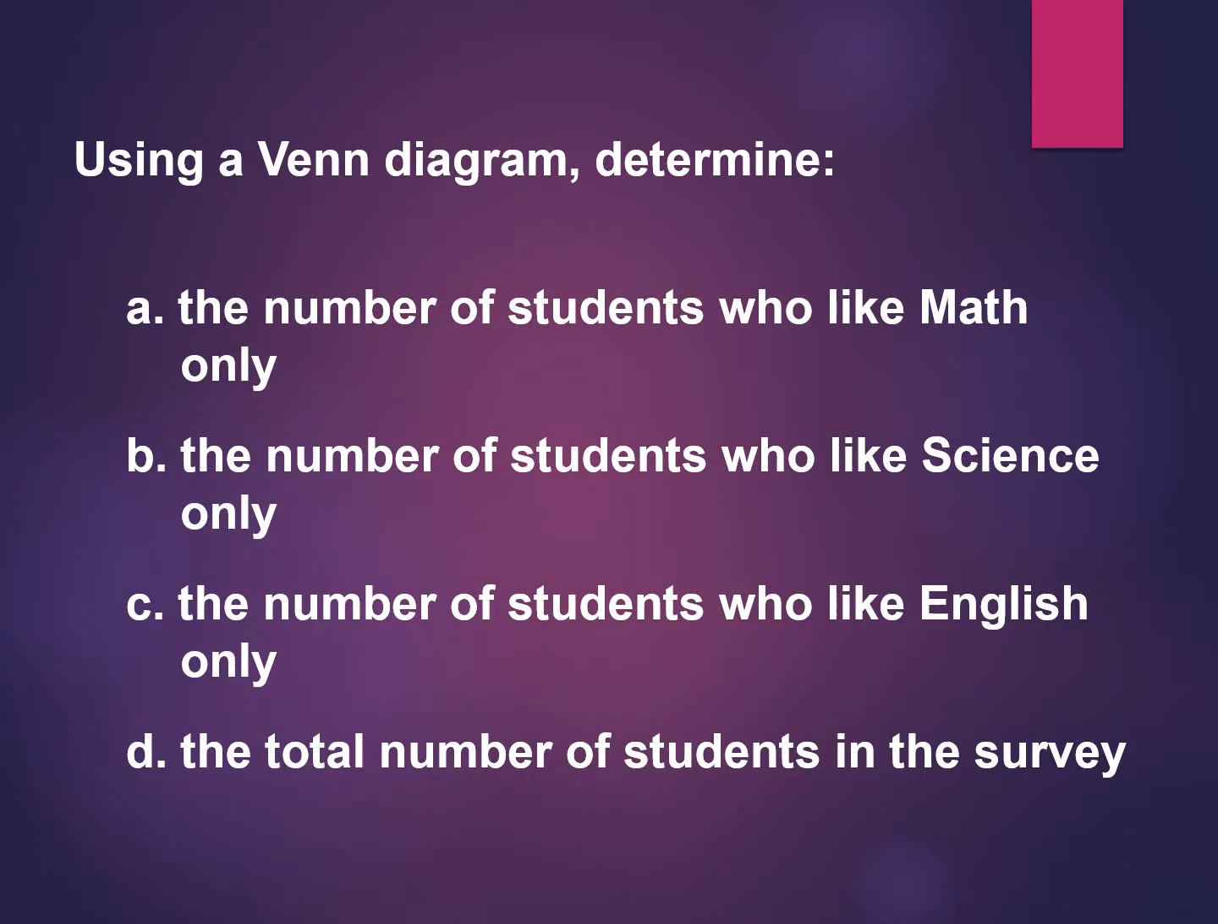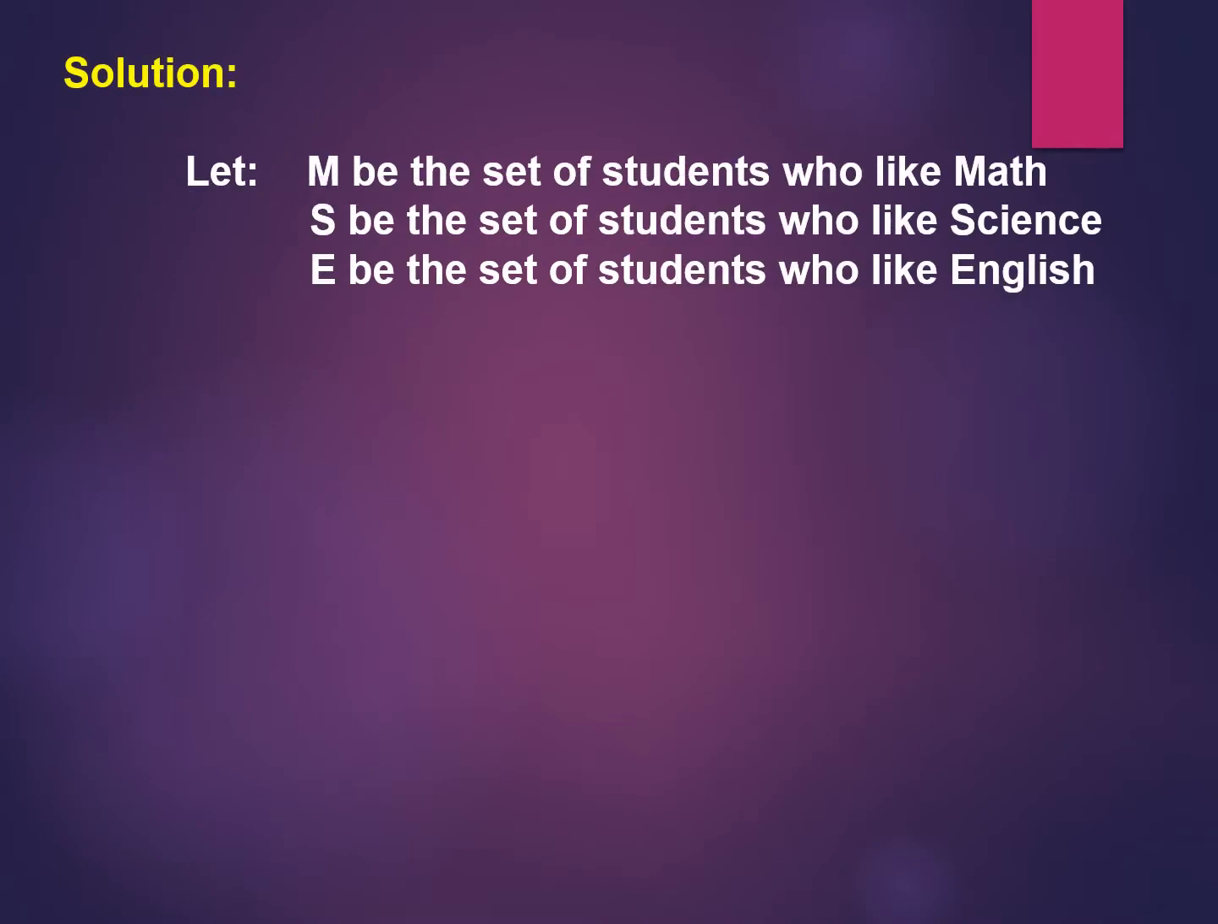Using a Venn diagram, determine the number of students who like math only, the number of students who like science only, the number of students who like English only, and the total number of students in the survey. So let M be the set of students who like math. Let S be the set of students who like science. And let E be the set of students who like English.